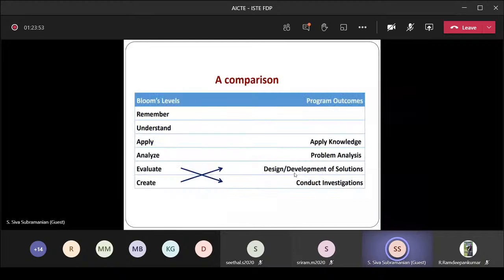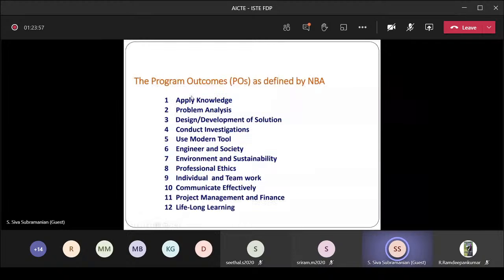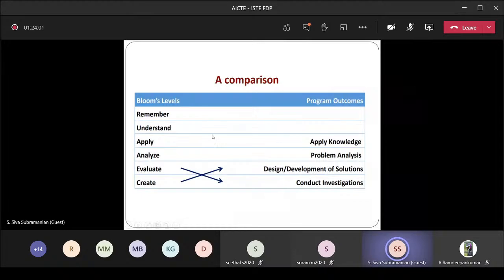So again, here I'm comparing the different program outcomes. Out of the 12 program outcomes, the first 4 outcomes can be correlated or compared with the Bloom's level. Your levels, remember and understand, never come into your assessment of PO, the program outcome of your NBA.